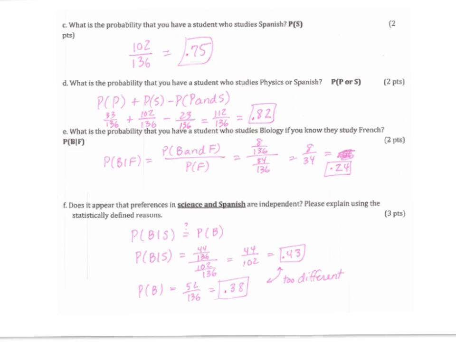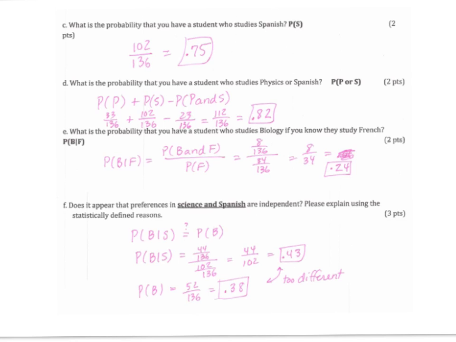For F, really what I was looking for here was a generation of some conditionals and comparing them to just the probability of the individual science subject. So, for example, I did the probability of biology given Spanish. You couldn't generate the probability of science given Spanish. You had to choose a particular science. So this one was for biology, and I wanted to see whether or not these two were equal to each other.